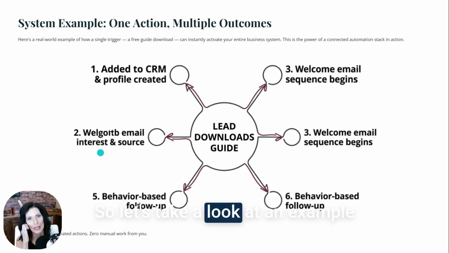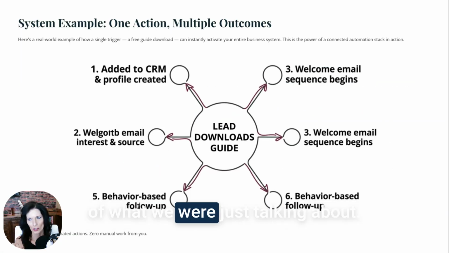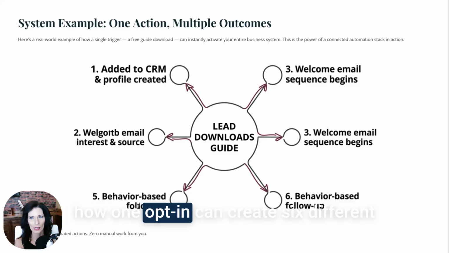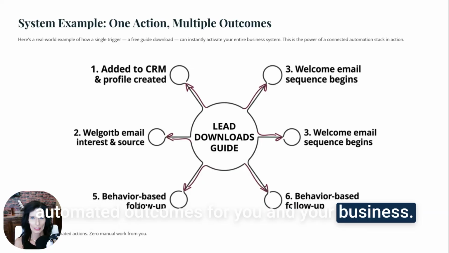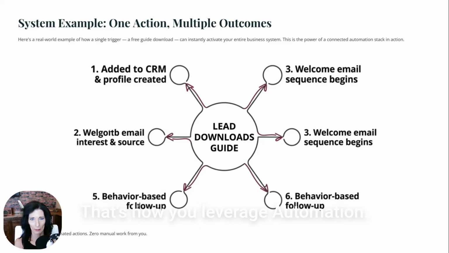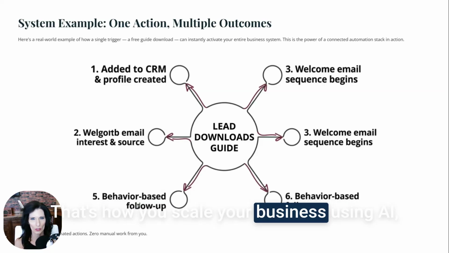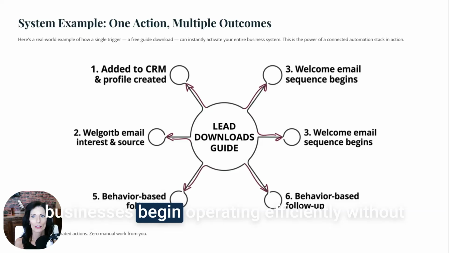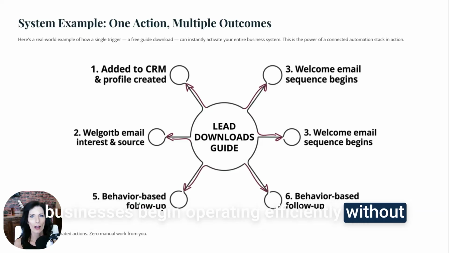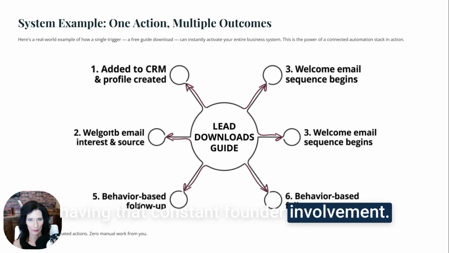So let's take a look at an example of what we were just talking about, how one opt-in can create 6 different automated outcomes for you and your business. That's how you leverage automation. That's how you scale your business using AI, tech, automation, and workflows. And that's how businesses begin operating efficiently without having that constant founder involvement.